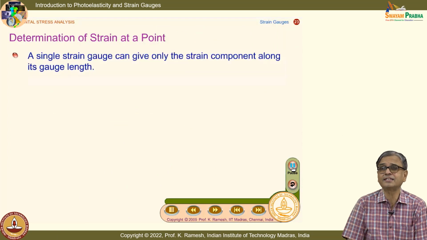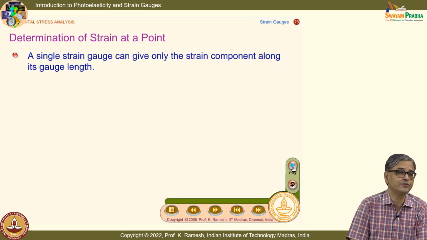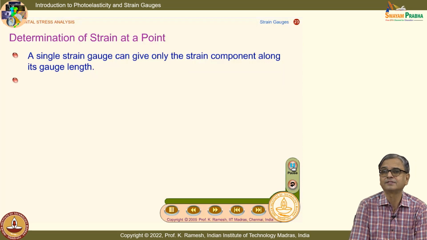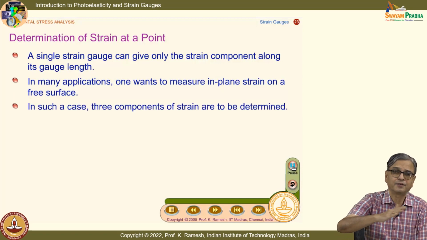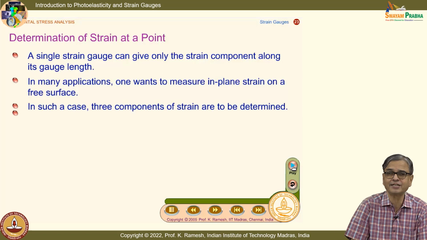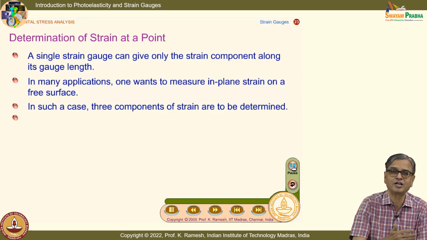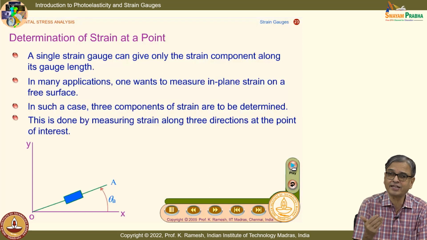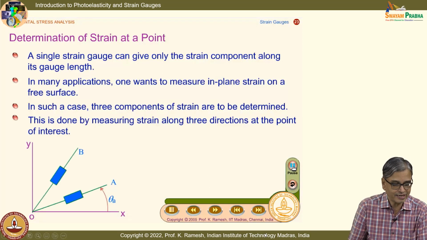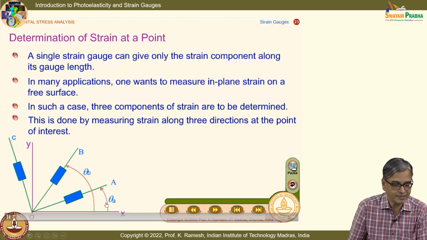And the moment I say, from a stress analysis point of view, I want to find out strain at a point, you are looking at a plane surface, that is, you have a free surface on which you want to measure. You have 3 quantities, epsilon x, epsilon y and gamma xy. So, when I want to measure 3 quantities, I need a minimum of 3 strain gauges. You get my point? I have strain gauge 1 oriented at theta A, strain gauge 2 oriented at theta B, strain gauge 3 oriented at theta C.